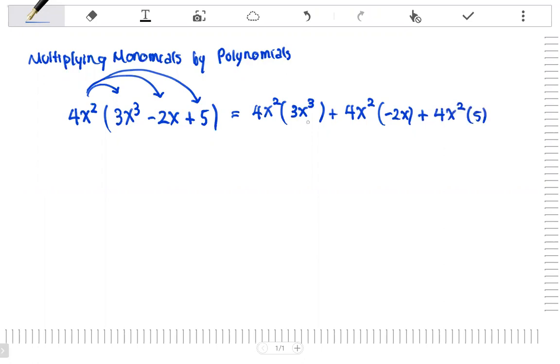So our first term would be 12x to the fifth, right? Negative 8x cubed, and plus 20x squared.